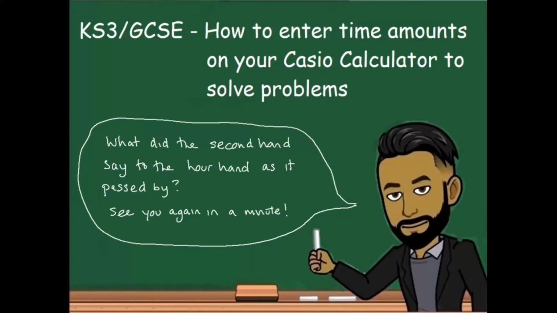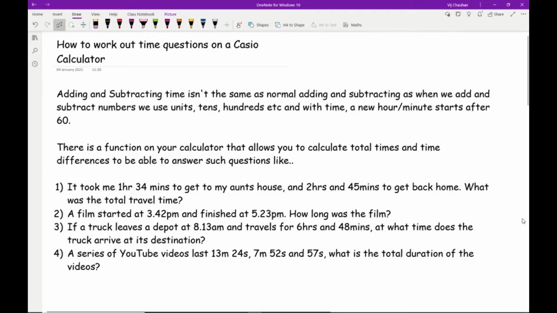So in this video I'll be showing you how you can use your Casio calculator to enter time amounts to enable you to answer questions relating to time. Now, one of the more challenging yet quite simple topics that students tend to find quite difficult is working with time. Now, there is a feature on your calculator that allows you to work with time.